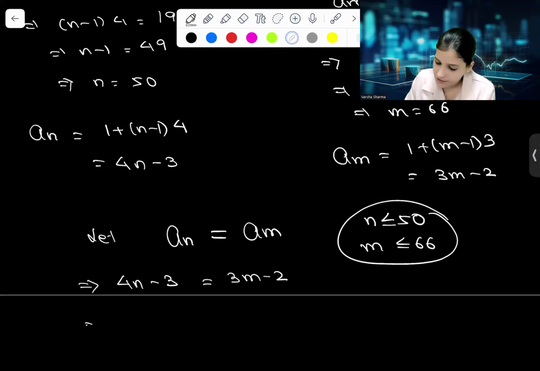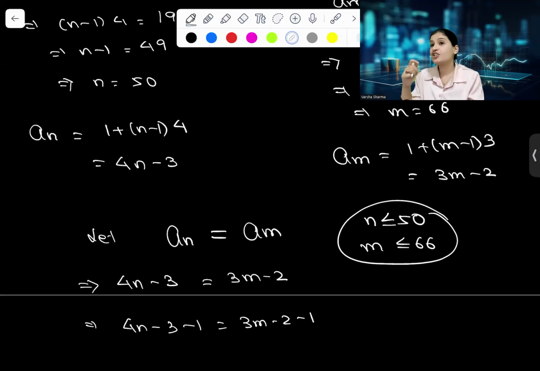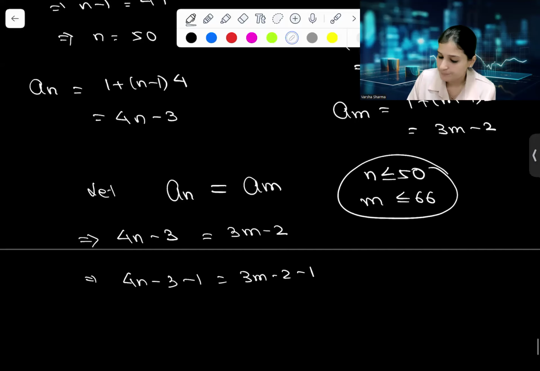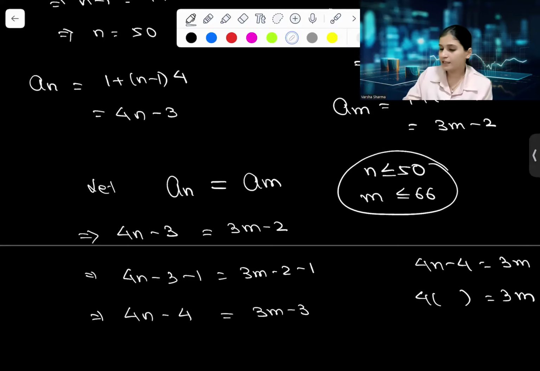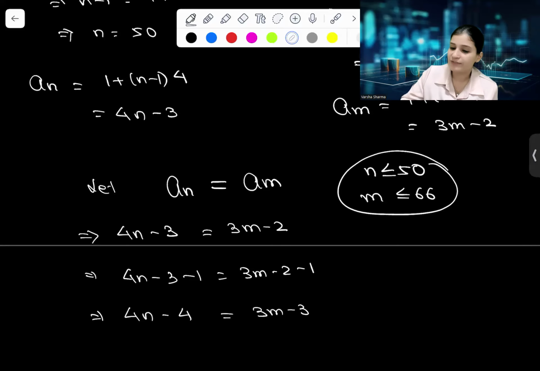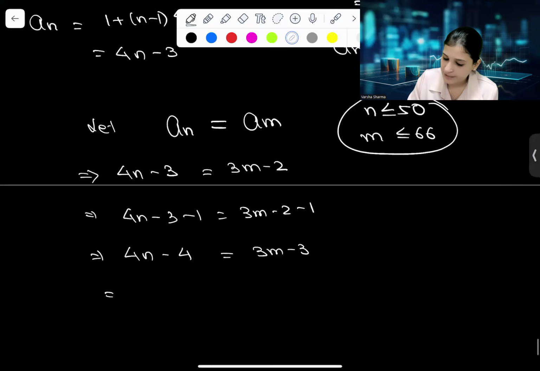So what I'm saying is, on both the sides, I'm subtracting 1. So that the coefficient and the constant becomes same. This becomes 4n minus 4. This is 3m minus 3. If I would have had 4n minus 4 equal to 3m, I would have been happy. I would have taken 4 here common and 3 would have been alone. Any which way, right? Here it wasn't possible, so I have taken common. Here I am taking 4 common. Here I am taking 3 common. Till here, any doubt?